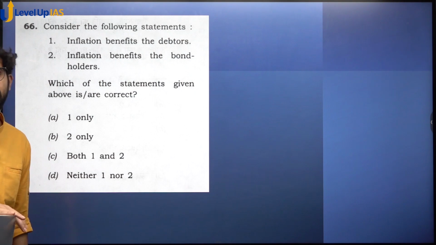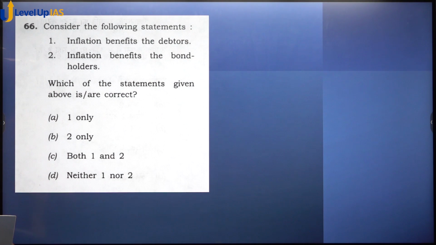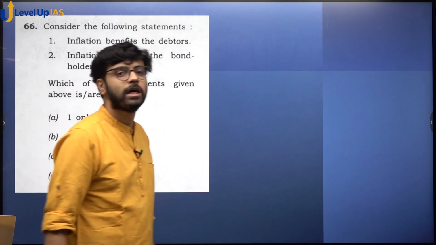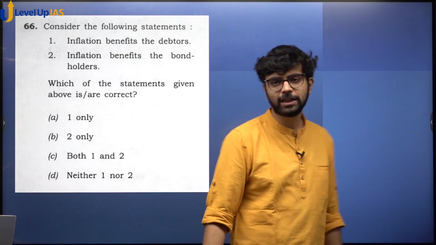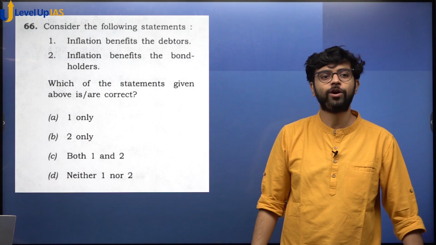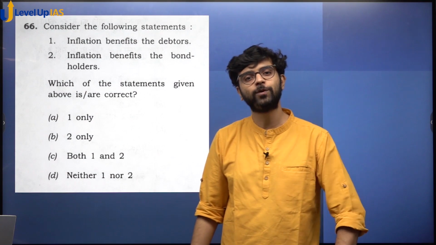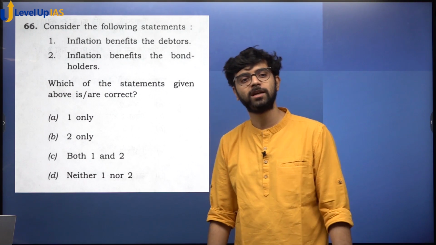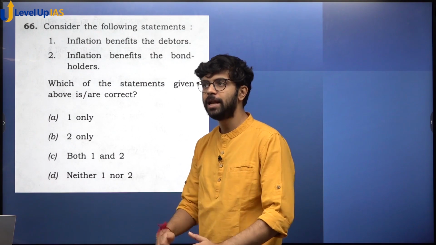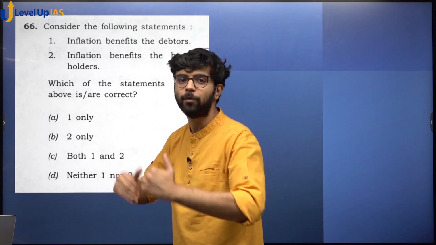Inflation benefits the debtors. Who are the debtors? The one who is lending money or the one who is borrowing money? The one who is borrowing money. So inflation benefits the borrowers. Okay, borrowers. Inflation benefits the bondholders. Who are the bondholders? The one who is lending money or the one who is borrowing money? Lending money. Bondholder means I have given money to someone, that someone has given me a bond.